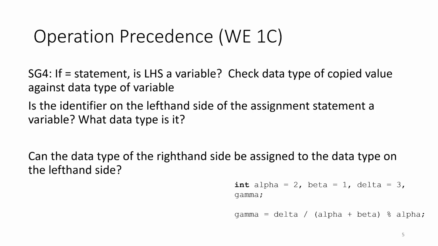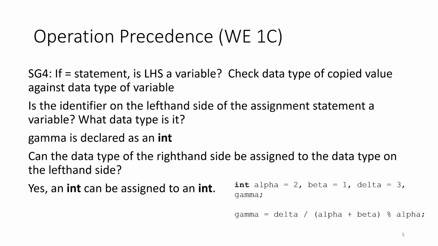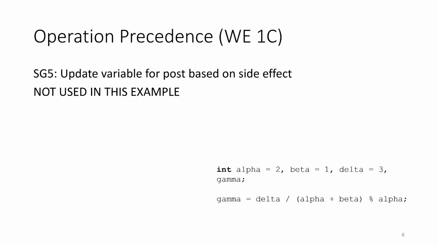Subgoal 4 says now we have to check to see if the thing on the left-hand side of the assignment statement is a variable and whether or not we can copy the value from the right-hand side to the data type on the left-hand side. On the left-hand side of our assignment statement, we have gamma, which is declared to be an integer. We already determined that the data type of the right-hand side was an integer. An integer can be assigned to an int. So the value 1 is then copied into gamma.